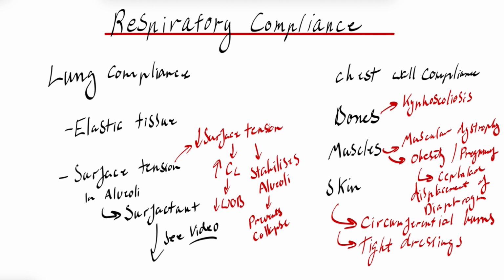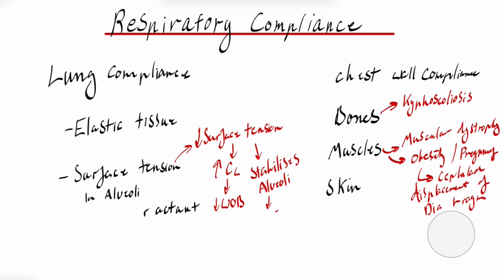And even if the lungs are normal, ventilation becomes more difficult because of the chest wall becoming stiffer as well. And you'll notice this in particularly obese patients where you try to ventilate them and you need higher pressures to achieve the same volumes compared to someone who isn't obese.